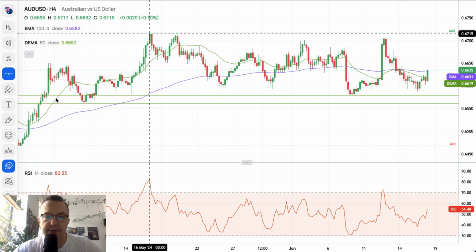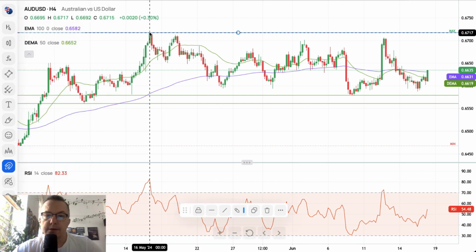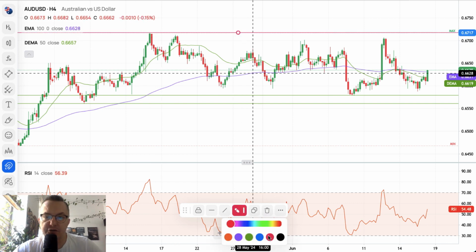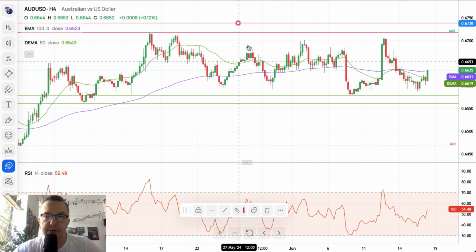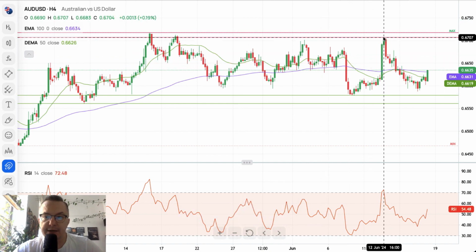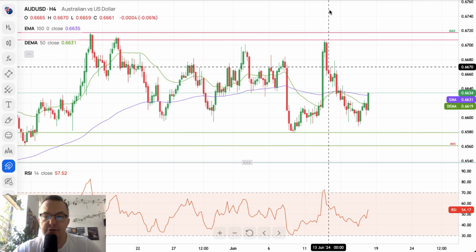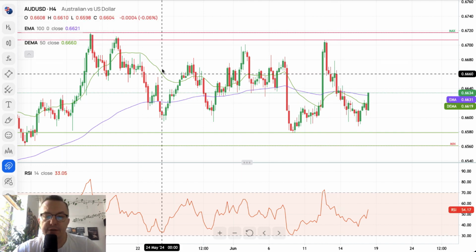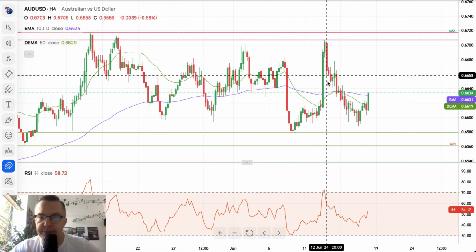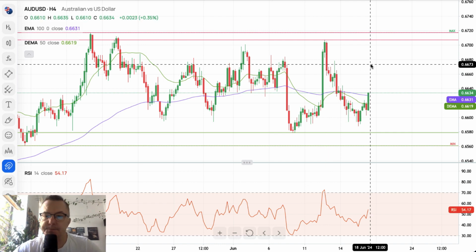Another, of course, zone is located close to the swing high, 6,717, and eventually we can label this high here, 6,707 pips. So this is how the range looks like, and the market keeps moving up and down, up and down, up and down. So there is no valid breakout in either direction.